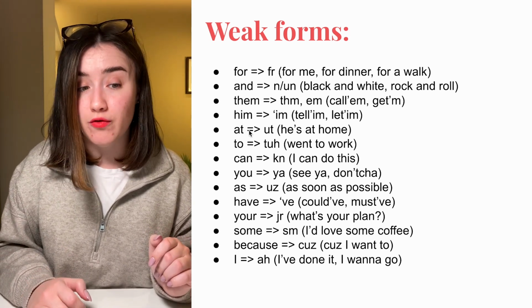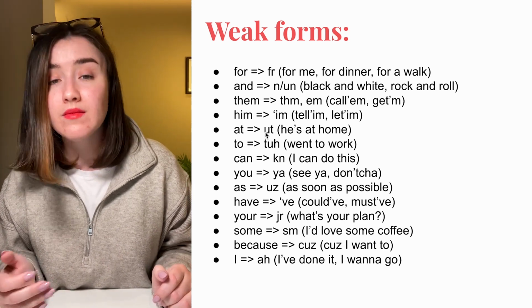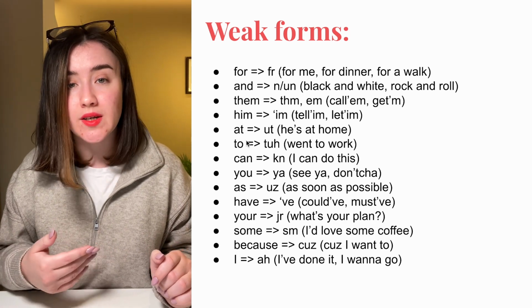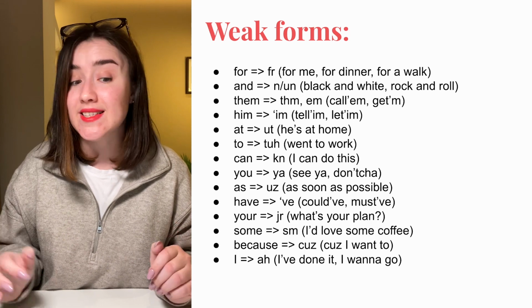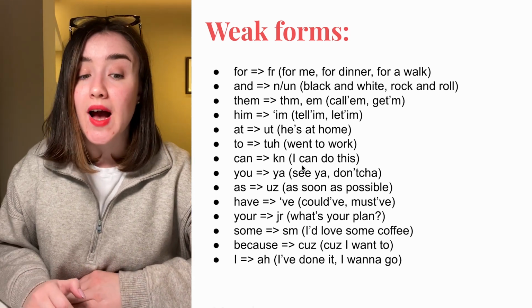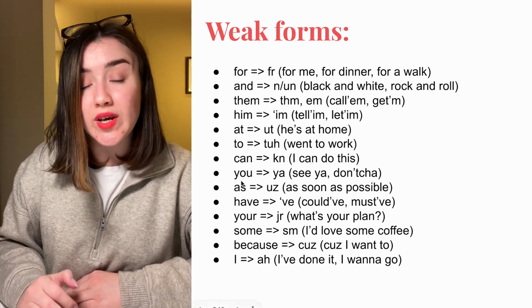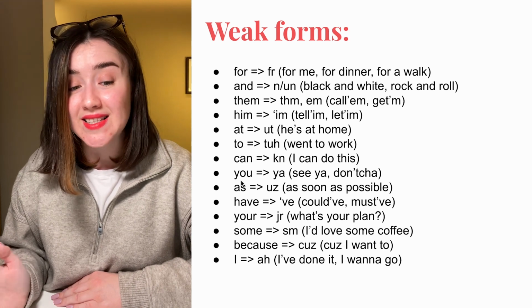At is the strong form. It's going to be at. He's at home. To is the strong form, and it's going to be to. He went to work. To work. That's it. Can is the strong form, and it's going to be can. I can do this. You can be ya. See ya. Yeah. And that's it.